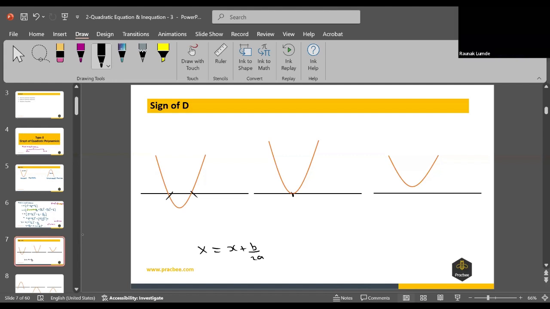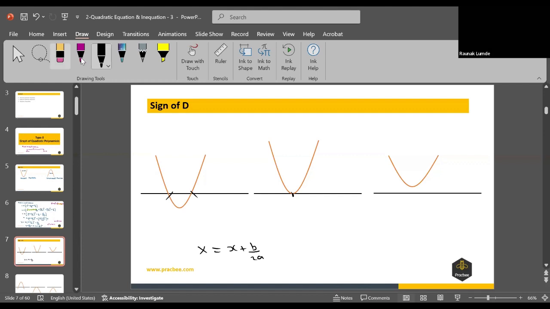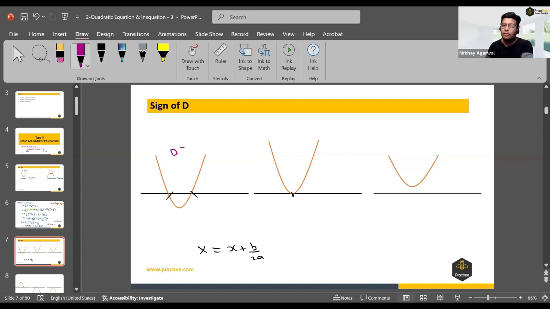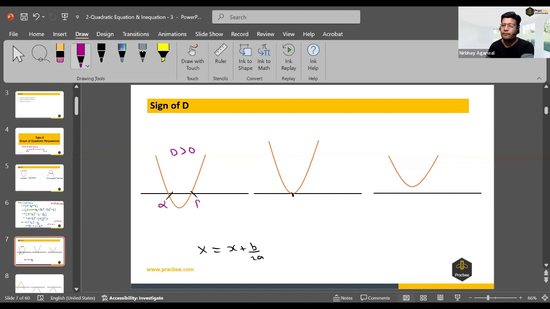So who will decide? D will decide. The discriminant will decide whether it will cut or touch. If D is greater than 0, because if you remember the condition, then the roots will be real and distinct. So there are two different zeros, alpha and beta.